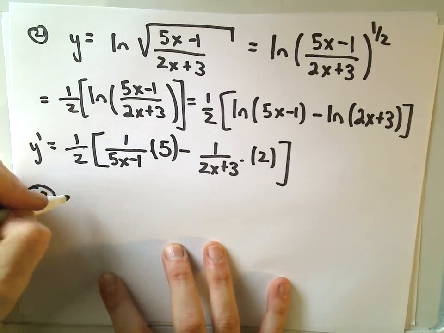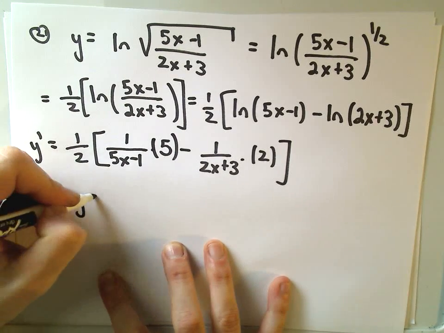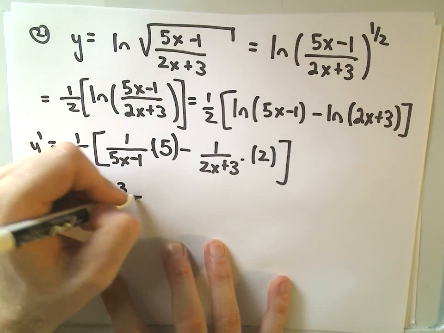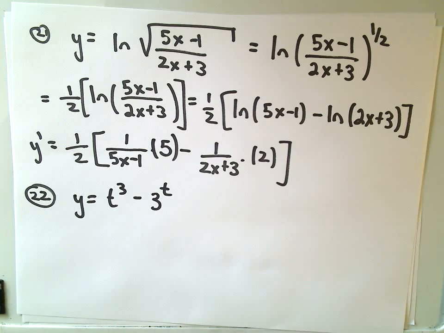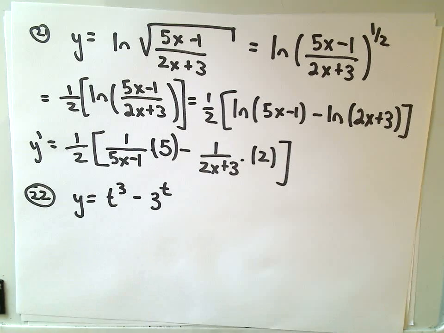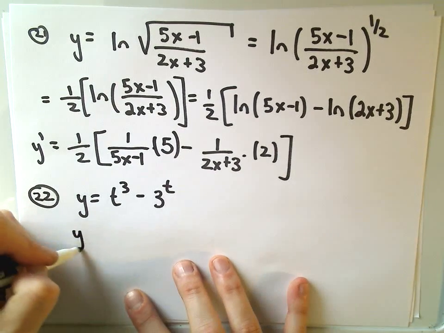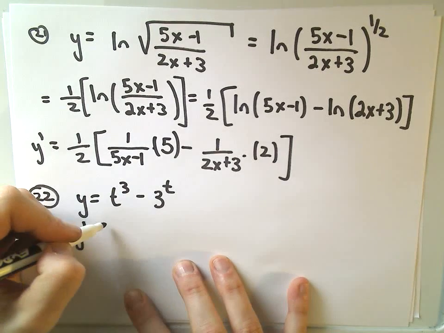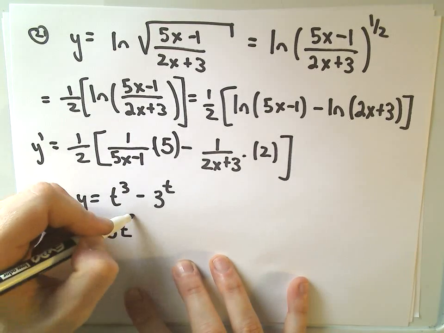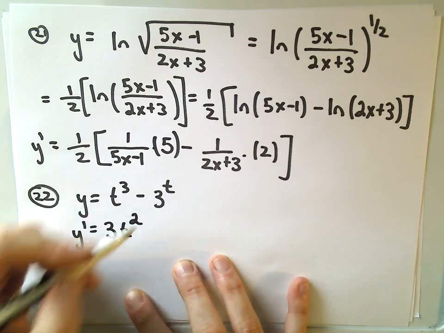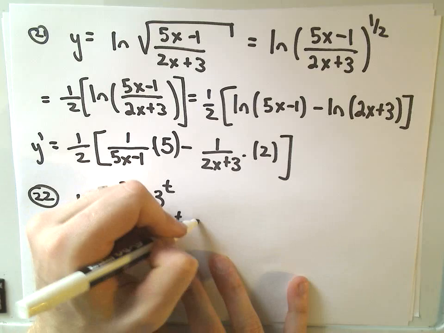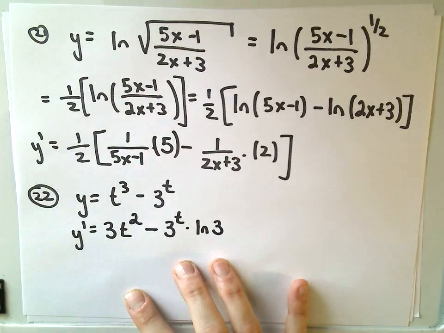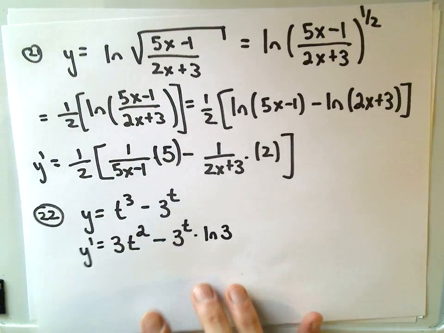Number 22, let's see, I think this one was not too tricky. t cubed minus 3 to the t. Again, just trying to illustrate the difference between a polynomial and an exponential function. So the derivative of t to the third, the 3 comes out front, we take 1 away from the exponent. But the derivative of 3 to the t, it's an exponential, so it just repeats, and then we have to tack on the natural logarithm of the base, which in this case will be 3.